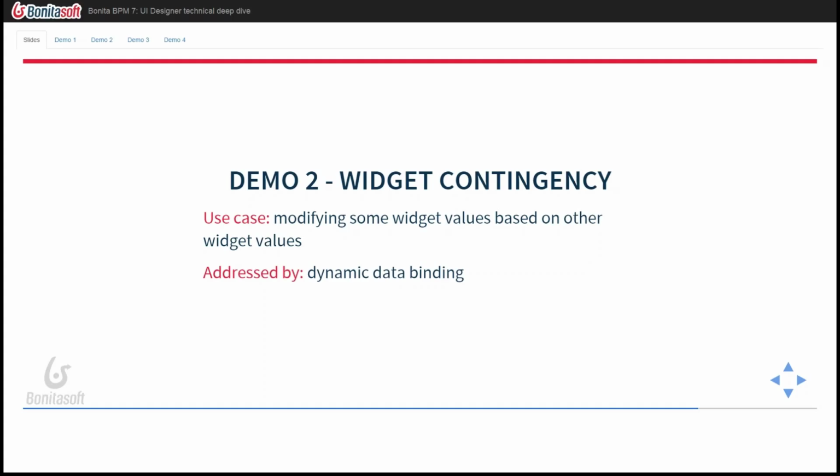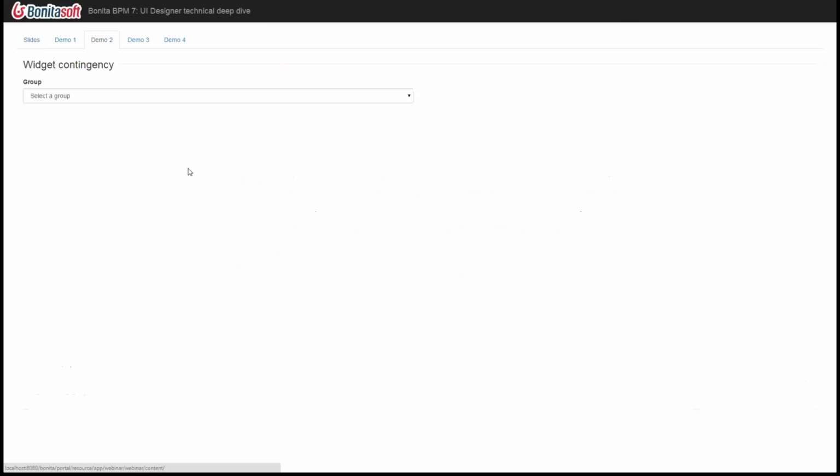So here I'll explain how you can achieve such a behavior with what is provided to you in Bonita BPM. And the way we're going to work to achieve that is by using dynamic data binding. That's one of the properties of AngularJS. Of course, you don't need to know about AngularJS to do that. It's very simple in the end. So let's have a look at the second demo, talking about widget contingencies.